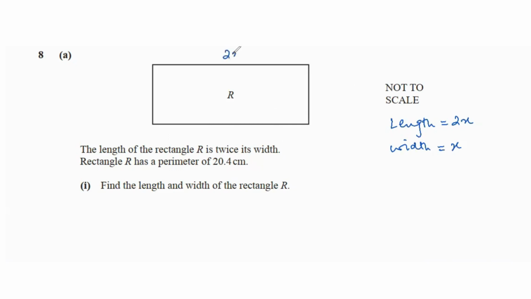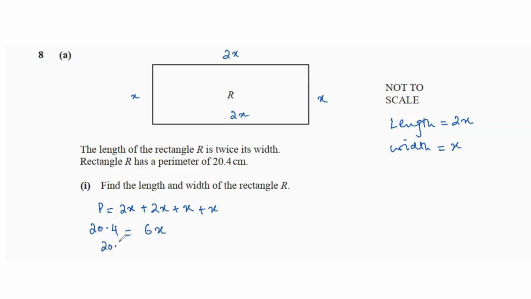So this is 2x, this is x, 2x, x. Perimeter is like the entire boundary of a shape. So 2x plus 2x plus x plus x, this is equal to 20.4, which is basically 6x.